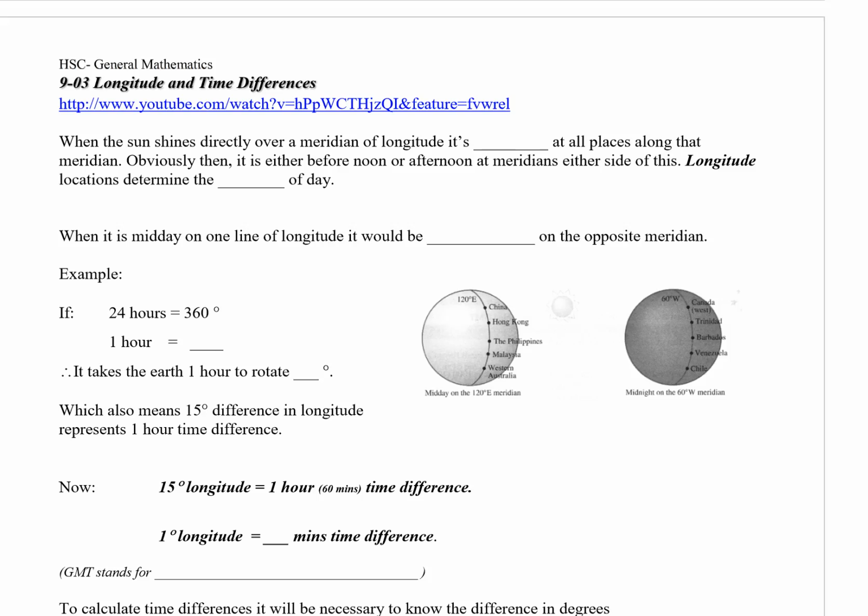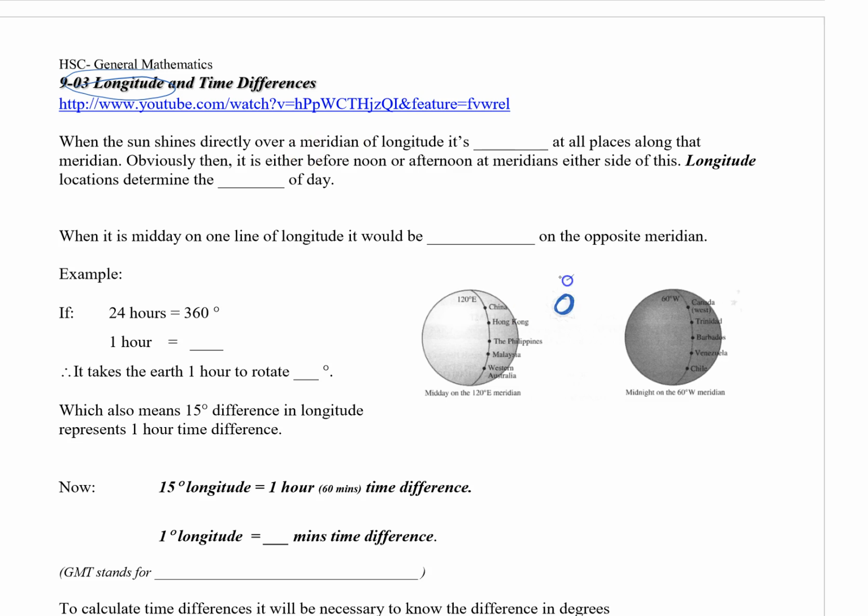We're now moving on to calculate differences in time around the globe. You might have remembered me saying at the beginning of the chapter there are only 3 things that we look at: locating places, calculating distance between places, and now finally looking at time differences between places. Now, the difference in time depends on the longitude.